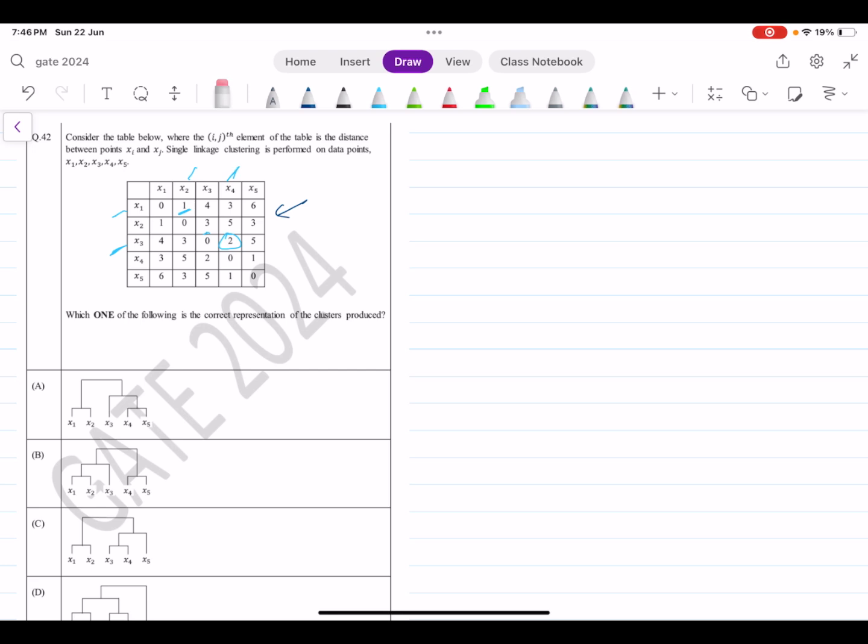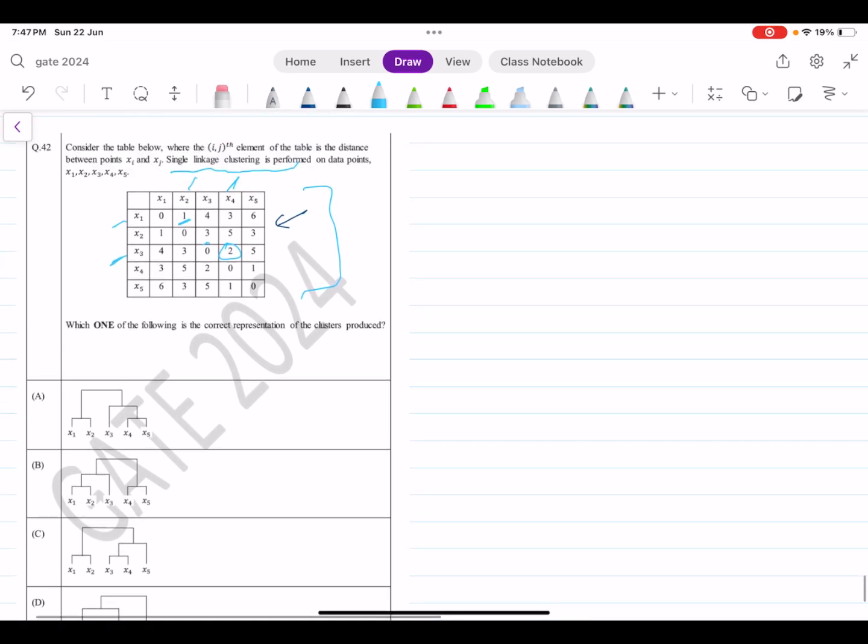Which one of the following is the correct representation of the clusters produced by single linkage clustering? So now we have to perform the single linkage clustering on this table, and we need to know which of these particular clusters will be formed. Single linkage clustering is part of hierarchical clustering, which has single linkage, multiple linkage, average linkage, and different kinds of clustering algorithms.